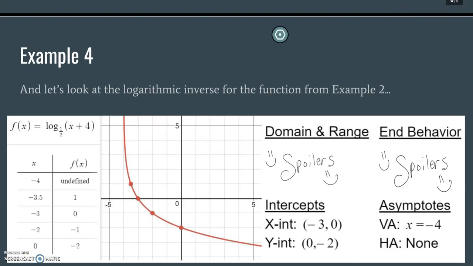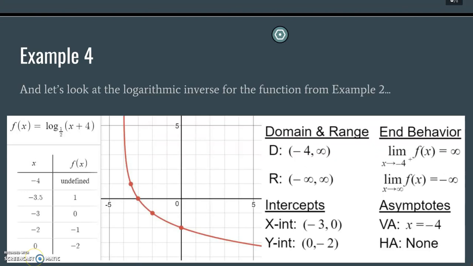So this time, we do have an x-intercept at -3, a y-intercept at -2, but our vertical asymptote seems to be at -4. Our function cannot ever get to -4, it can only get close to it. So our domain ends up being from -4 to positive infinity. Range is from negative infinity to positive infinity.